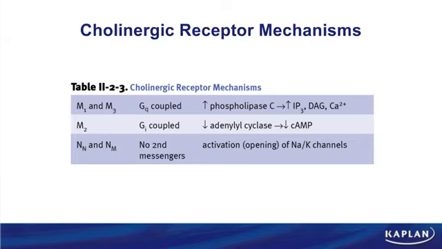We've discussed different types of cholinergic receptors and their coupling mechanisms. This table summarizes that for us. M1s and M3s are Gq, M2s are Gi. Now, nicotinic receptors, N sub N and N sub M. These don't use second messengers. These types of receptors are directly coupled to ion channels. They're coupled to the activation opening of sodium channels, causing sodium influx into the cell, and potassium channels causing potassium efflux.